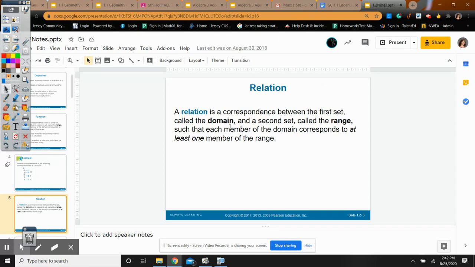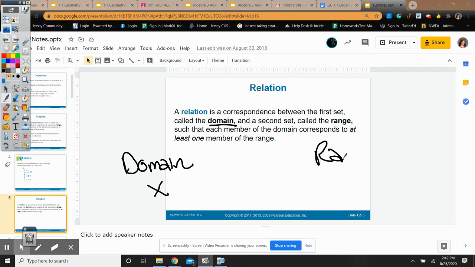Okay, so a relation, like I said, is any ordered pairs, and functions are special relations. The domain is what goes in, the input. Domain is x most times, and range is y most times. Now, I have a way for kids to remember this. Domain is x, range is y.